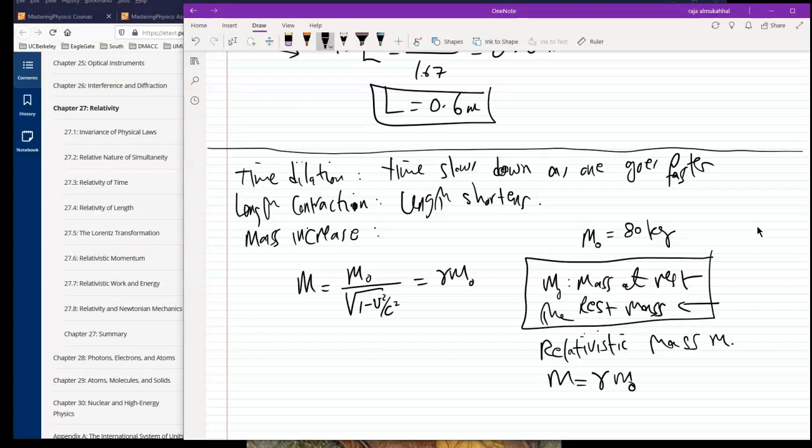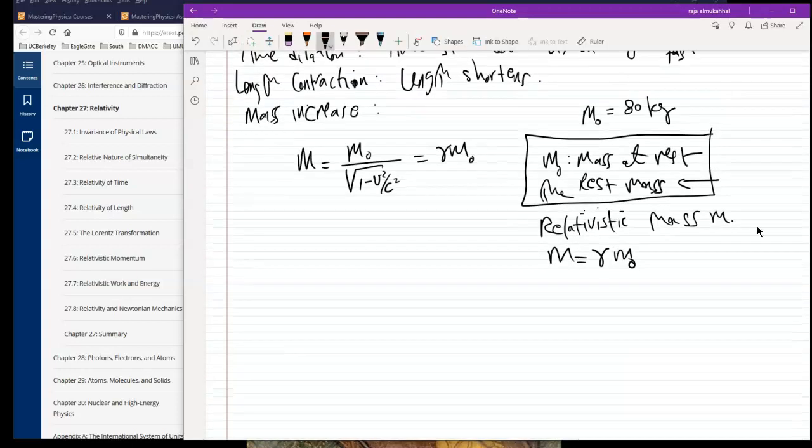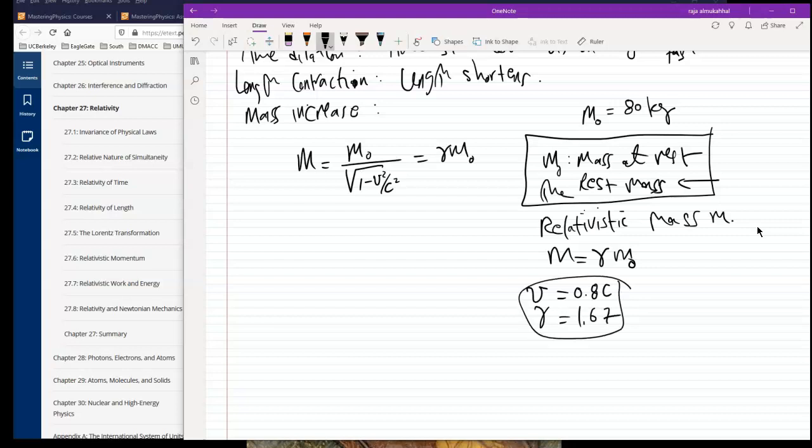And this m is equal to gamma m naught. Remember, gamma is larger than 1. I'll give you an example. You recall, if you are going at the speed of 0.8 c, we found gamma to be 1.67, right? So what would be my mass if my mass is 80 kilograms? What's my relativistic mass? Well, it's just gamma m naught, so 1.67 times 80, right?